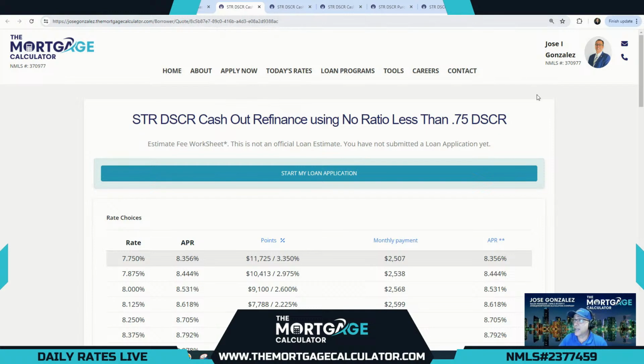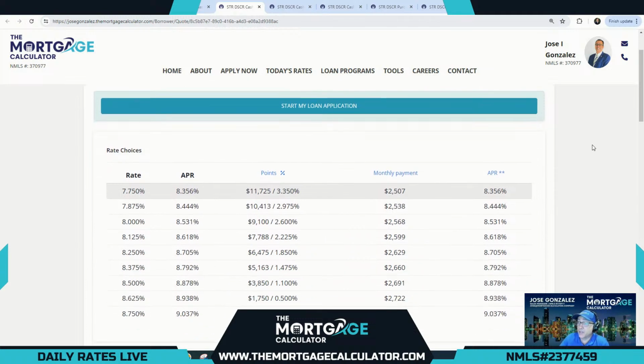And our last option here is our cash out of our short-term rental property using a DSCR loan. And this one is with the no ratio option, the less than 0.75 DSCR option. Now, this one is at a 70% LTV. The maximum LTV for the no ratio is 70. It is 75 on a purchase, 70 on the cash out refi. And our lowest cost option is 8.75 at a cost of 0.25 points. And you can buy that down all the way to 7.75% at a cost of 3.35 points.